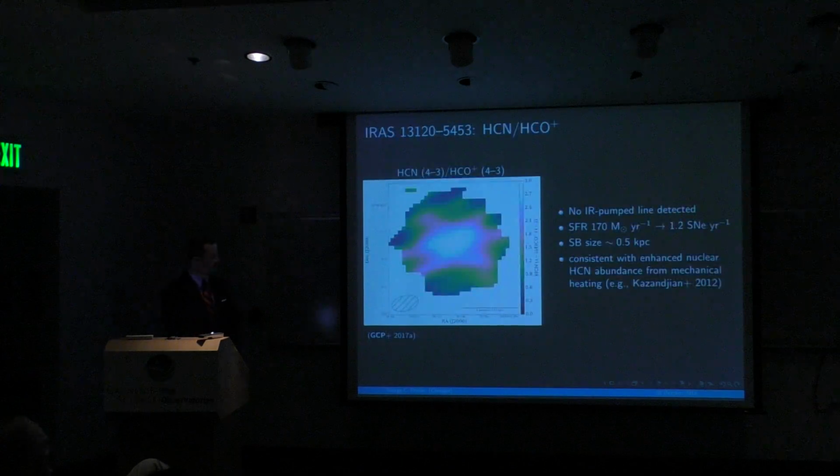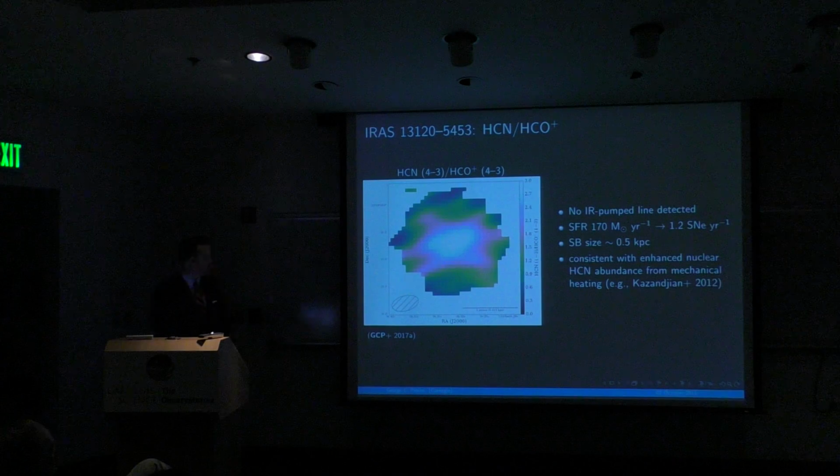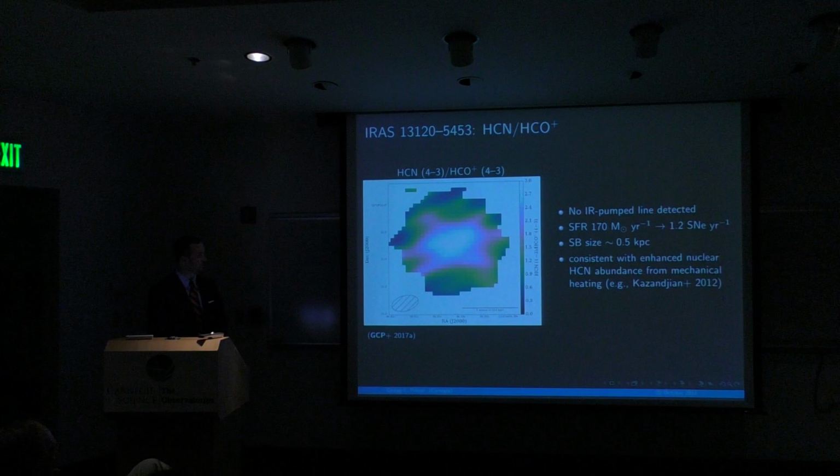This is the HCN to HCO+ ratio map now. I'm getting to what Barry was asking about. And you can see at the center, the ratio is about 3, so quite high. And then on the outskirts, there's this more normal star-forming disk with an HCN to HCO+ ratio of 1.